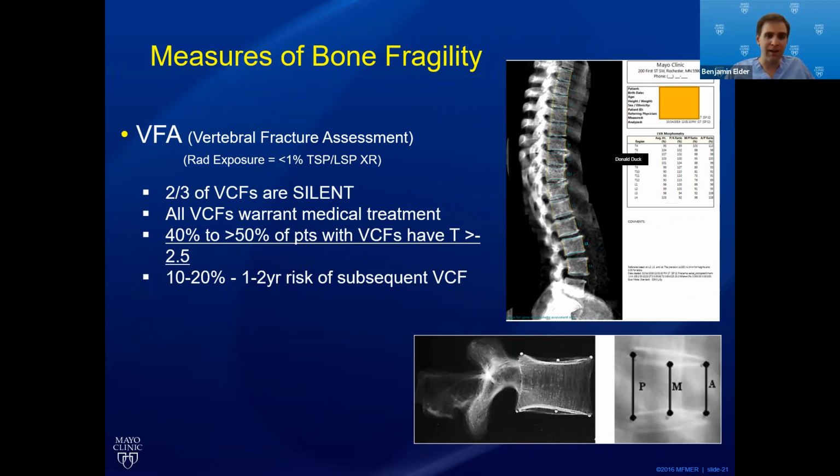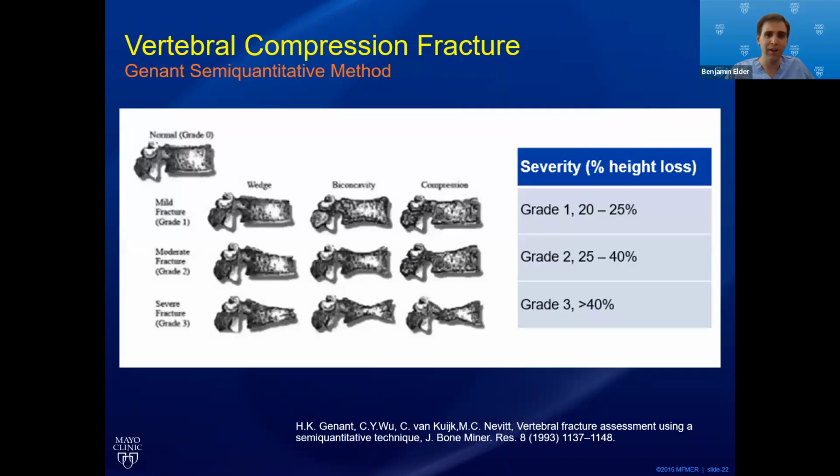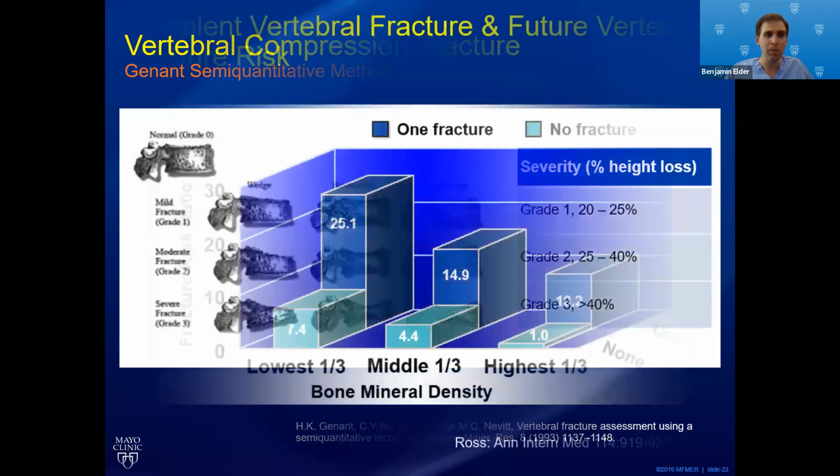About 40 to 50% of patients with fractures do actually have a T-score greater than -2.5. They'll put them in the osteopenic and normal range. So it's actually the minority that are osteoporotic with these. But they do have a 10 to 20% 1 to 2 year risk of subsequent vertebral column fracture once they have one. These are really assessed on the Genant scale, where grade 1 is 20 to 25% height loss, grade 2 is 25 to 40%, and grade 3 is more than 40% height loss.